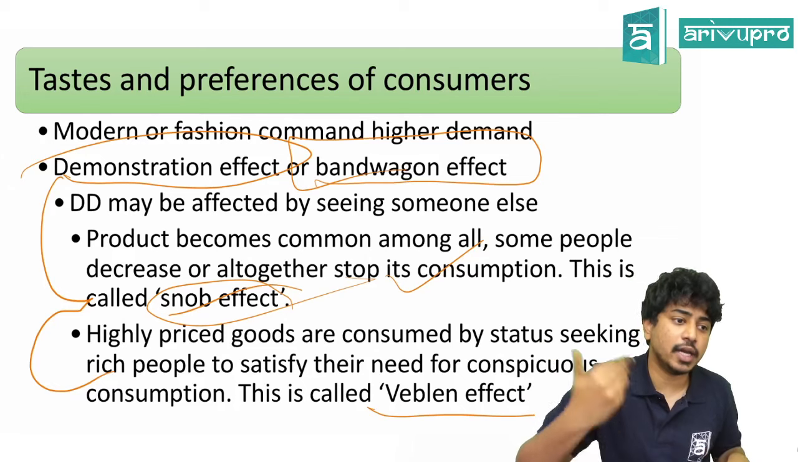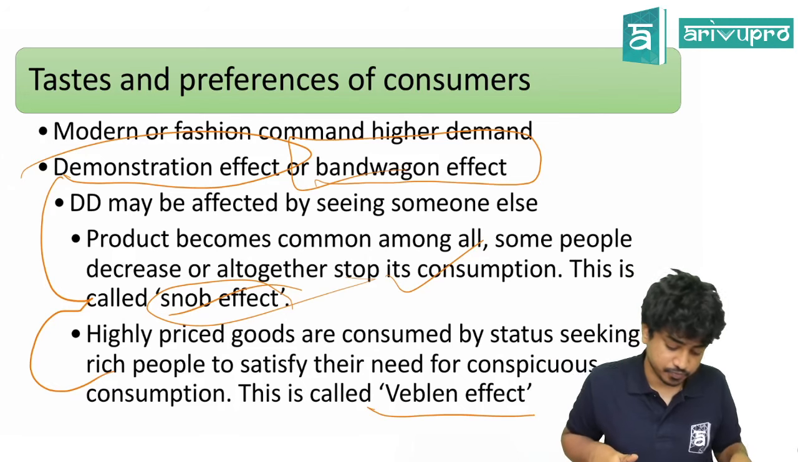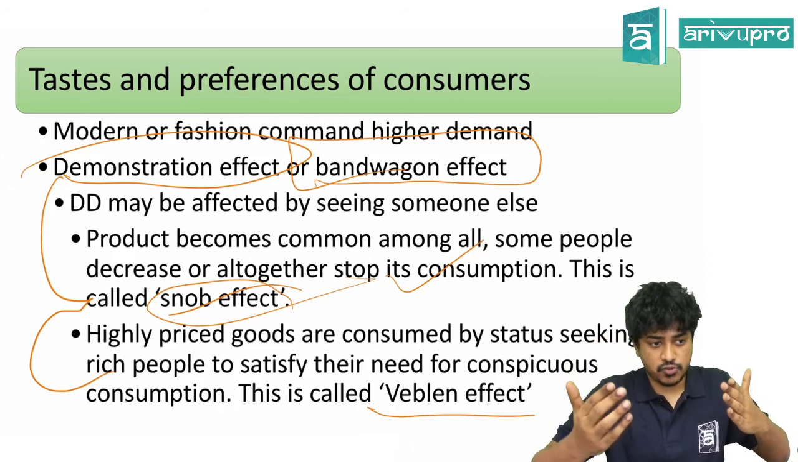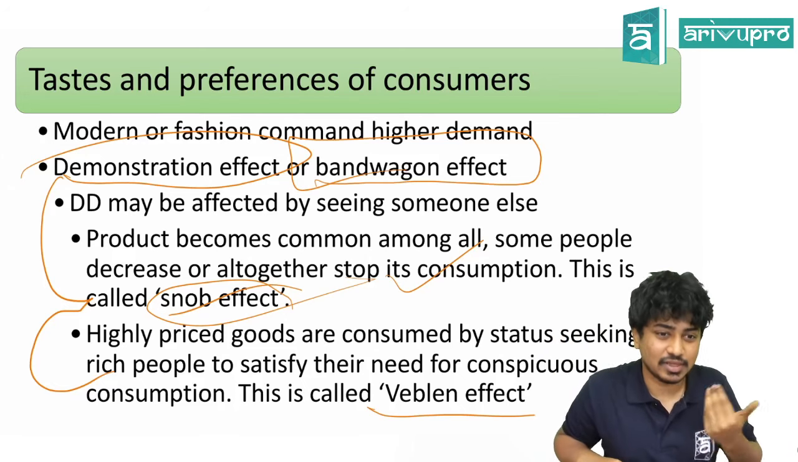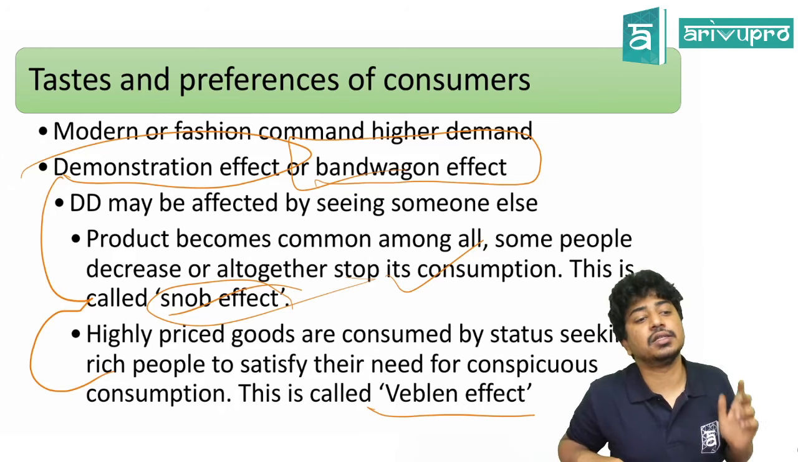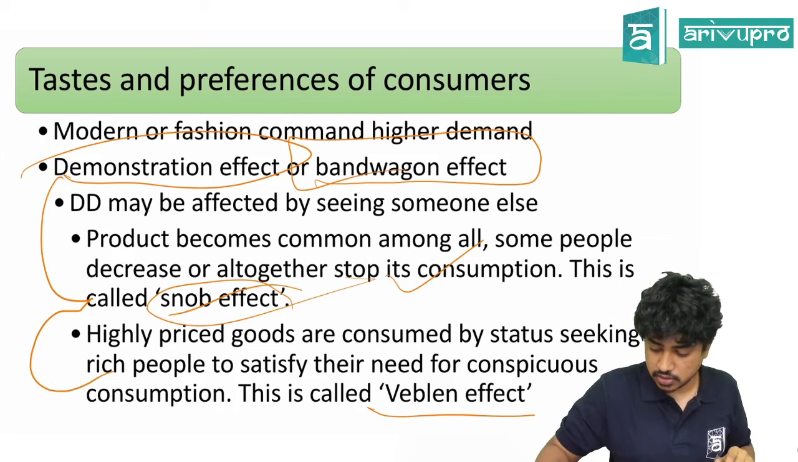That is why it's called the Veblen effect. Are we clear? Because it's rich, or very costly, you want to buy that product. That effect is inducing you to buy more. That effect is called the Veblen effect. Are we clear? Any questions?